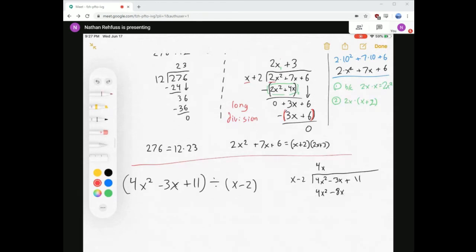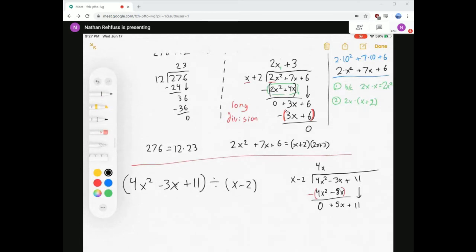Now again, these parentheses are going to be critical. So I'm taking those parentheses. 4x squared minus 4x squared is 0. Now be careful here. Negative 3x minus negative 8x is positive 5x. So don't get fooled there. And now we're ready to bring down the 11 and go again.